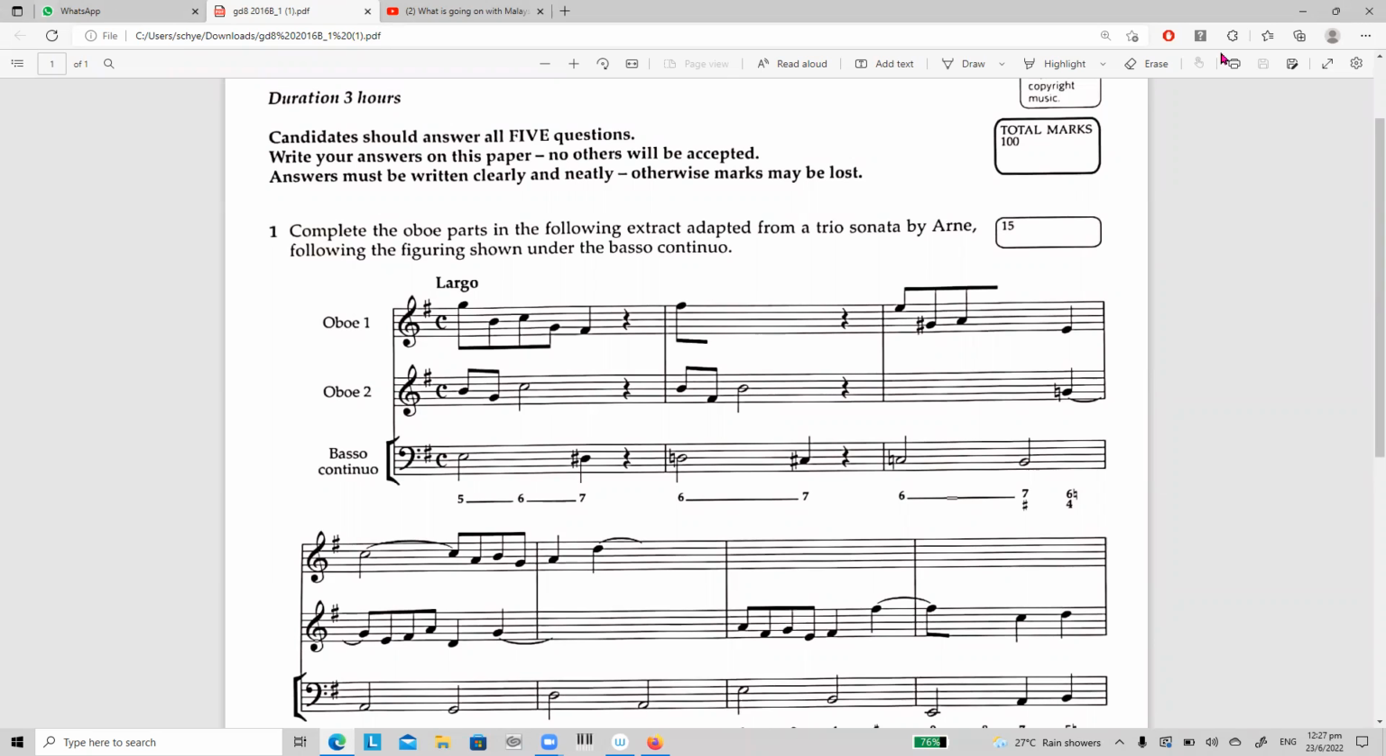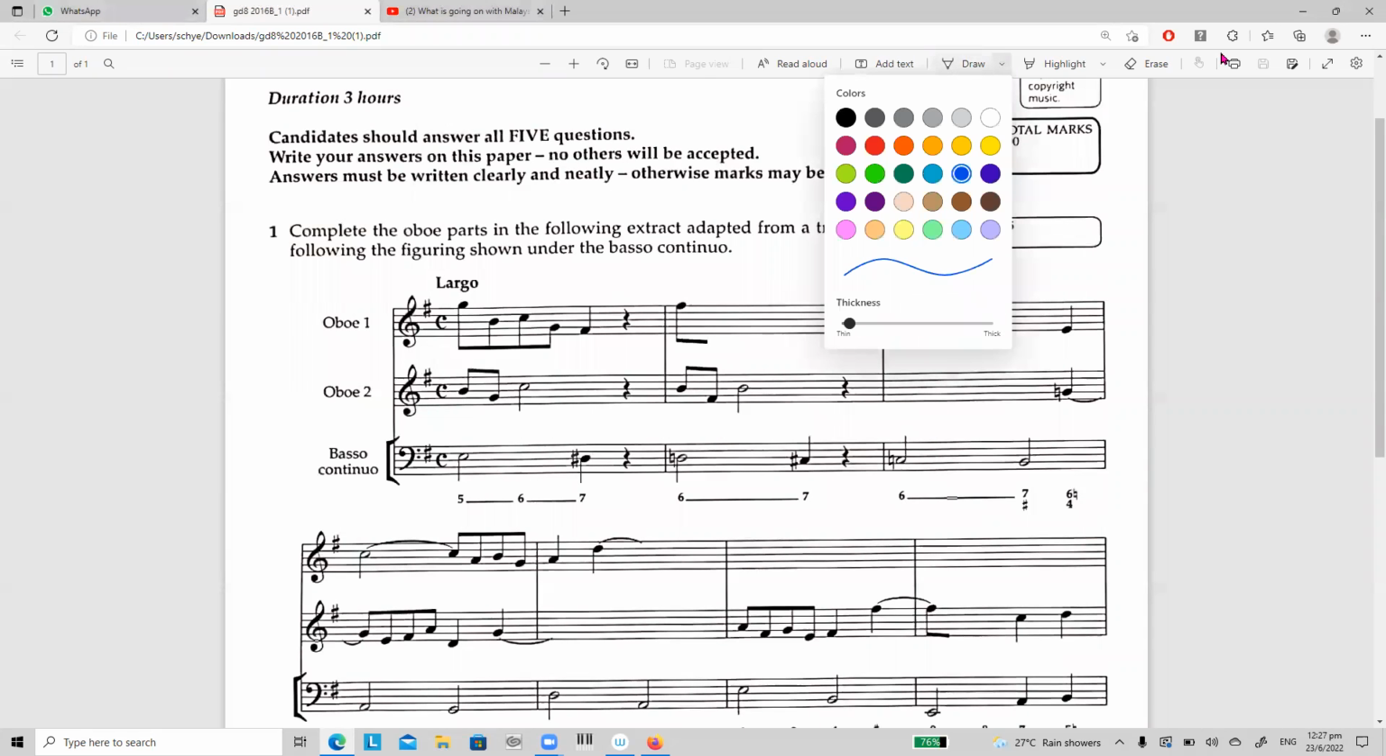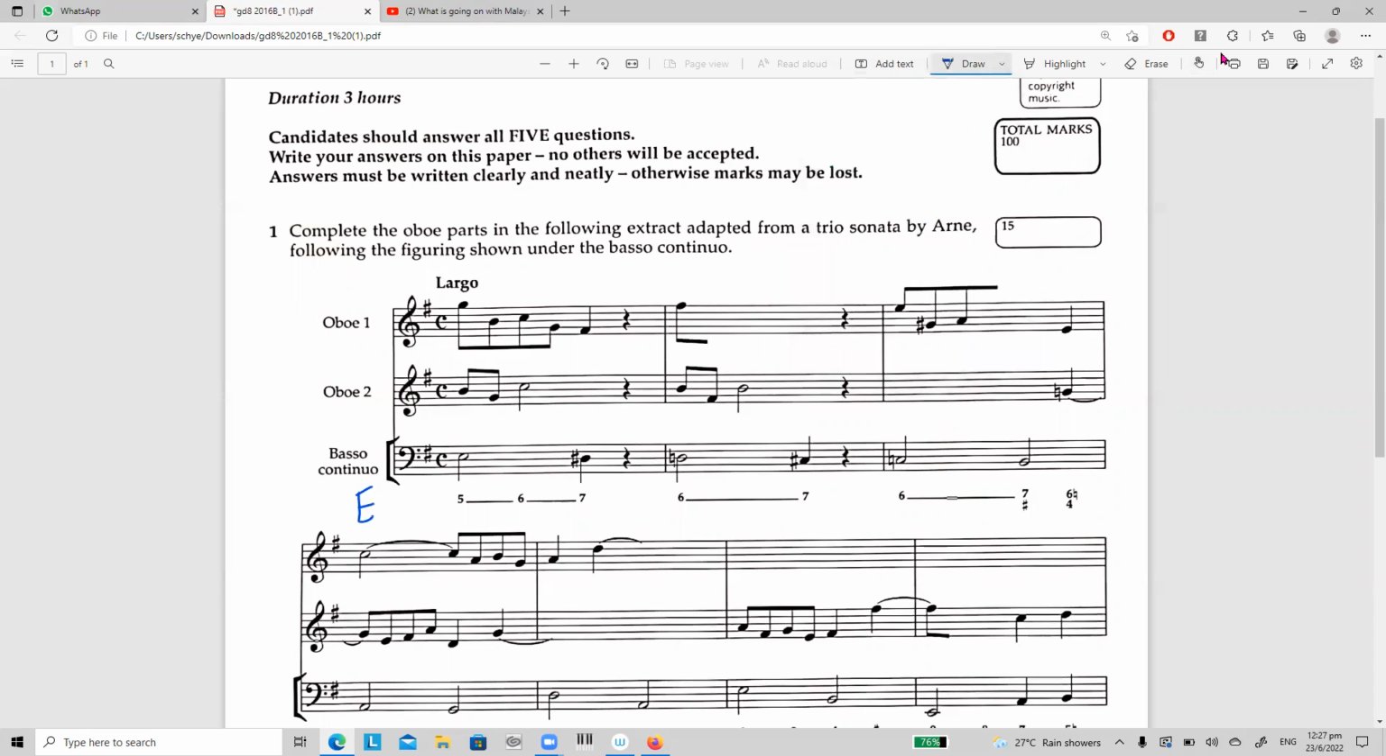As usual, the first thing you need to do when you start doing this question is you analyze the key first. At the beginning, there is an E minor. I would say this is E minor because it starts with an E minor chord. E, G, B is the E minor chord, and then there's a B sharp. So from here you can see that the opening is a chord 1 root position, and then 6 means it's a first inversion.